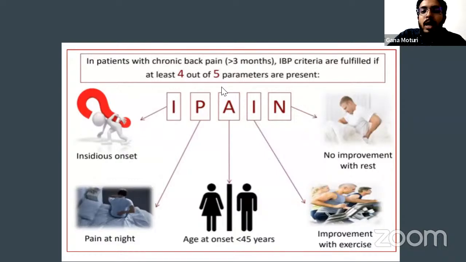So when to suspect ankylosing spondylitis: in patients with chronic back pain lasting for more than 3 months and having one of these parameters: insidious onset, waking the patient from sleep at night, predominantly seen in men, improvement with exercise, and no improvement with rest. Then we can suspect ankylosing spondylitis.